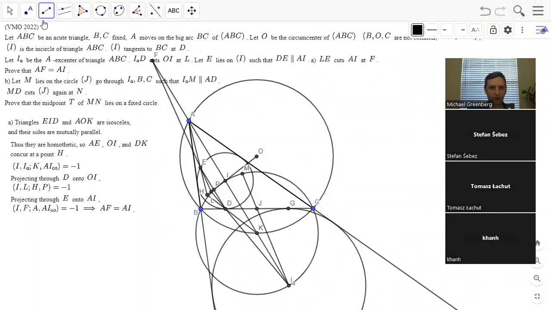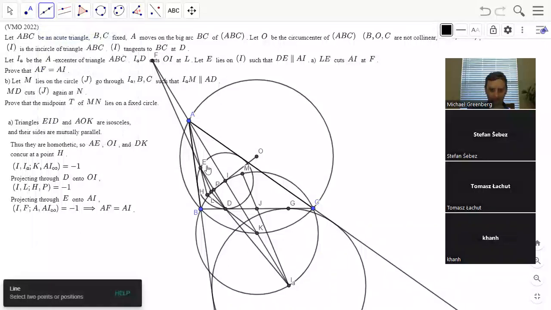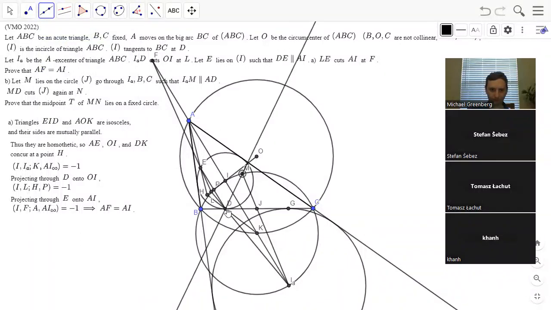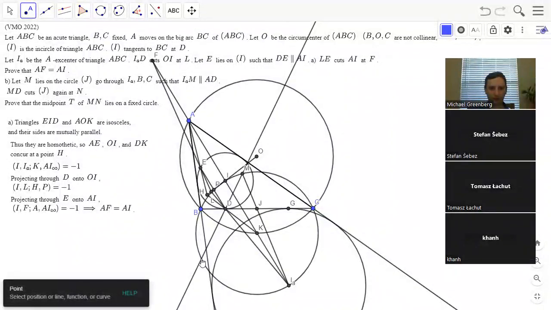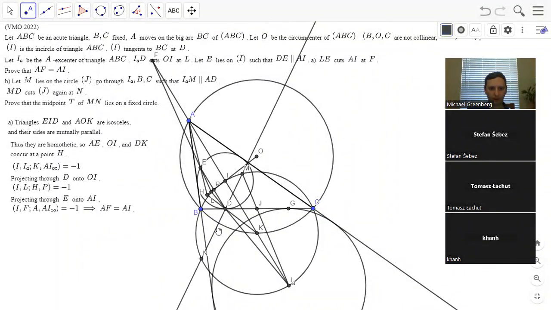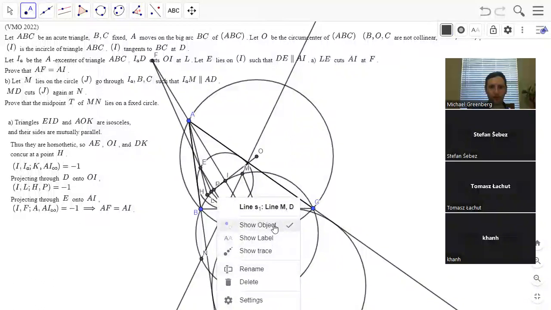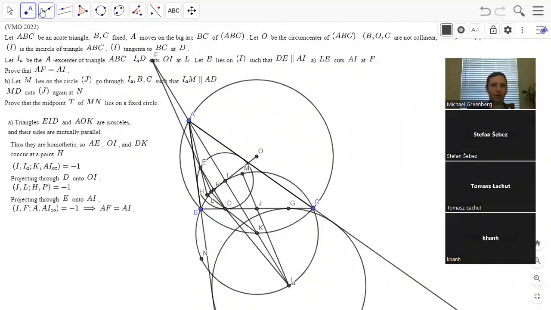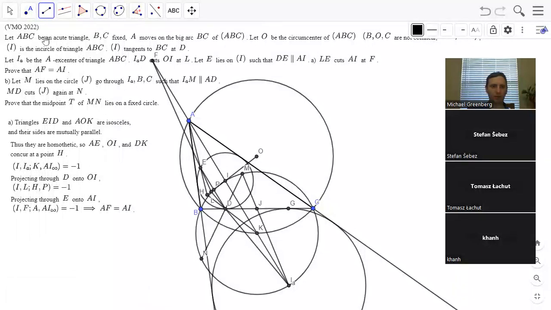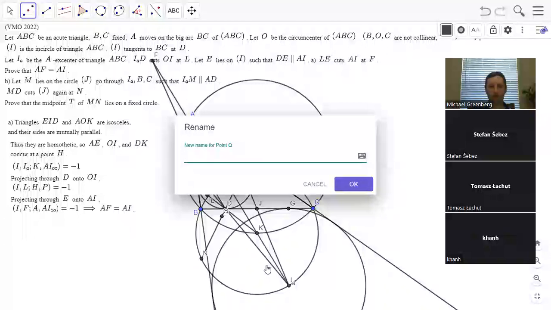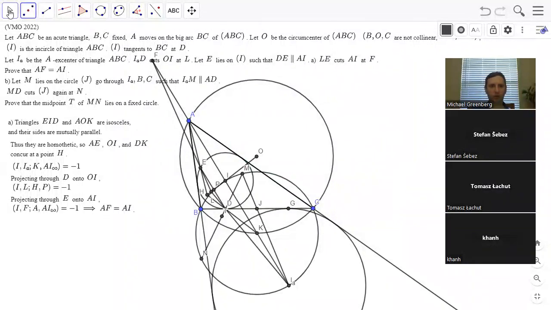MD cuts J again at N. And we want to show the midpoint T of MN lies on a fixed circle. So that's kind of interesting. So basically as A moves, that midpoint lies on a fixed circle. Okay.